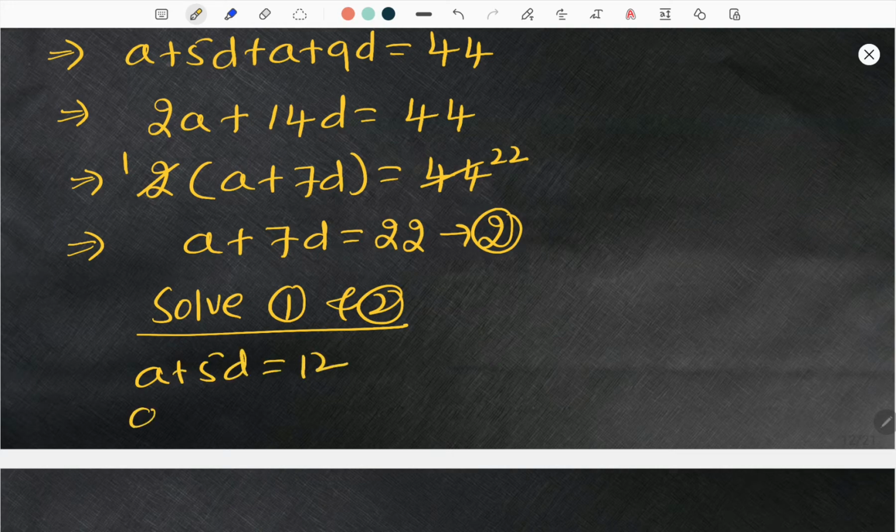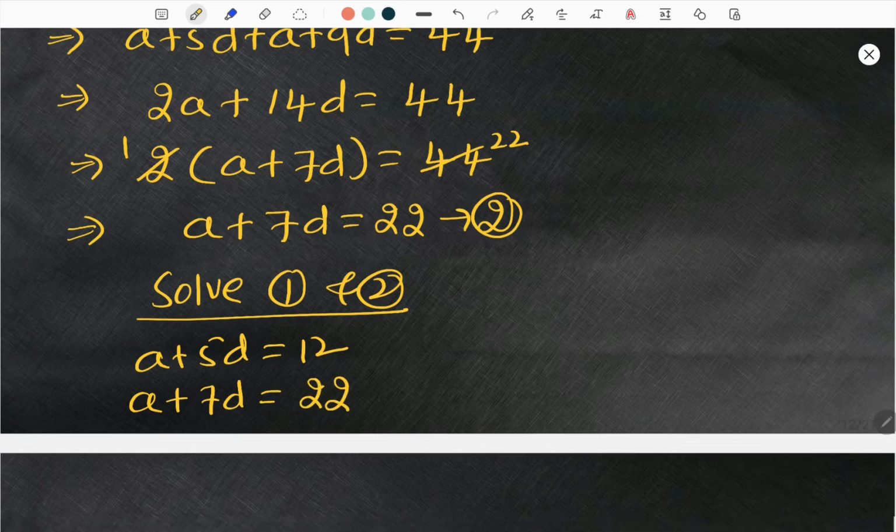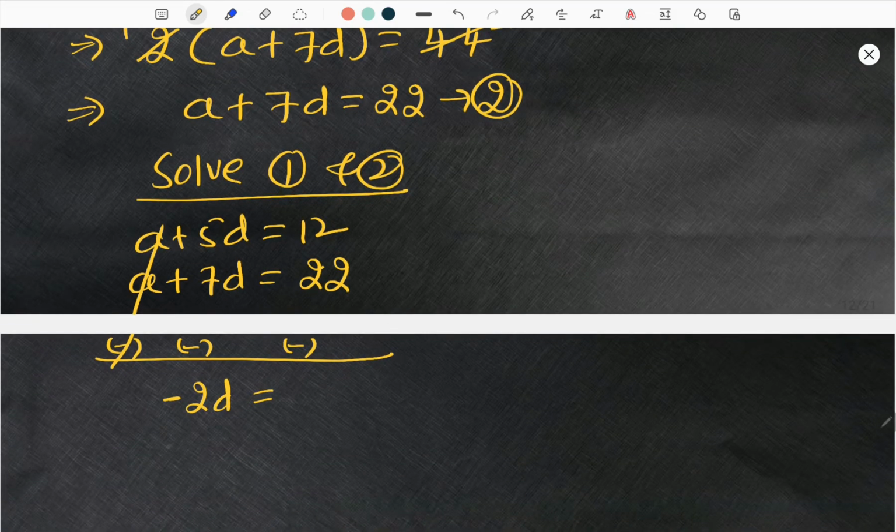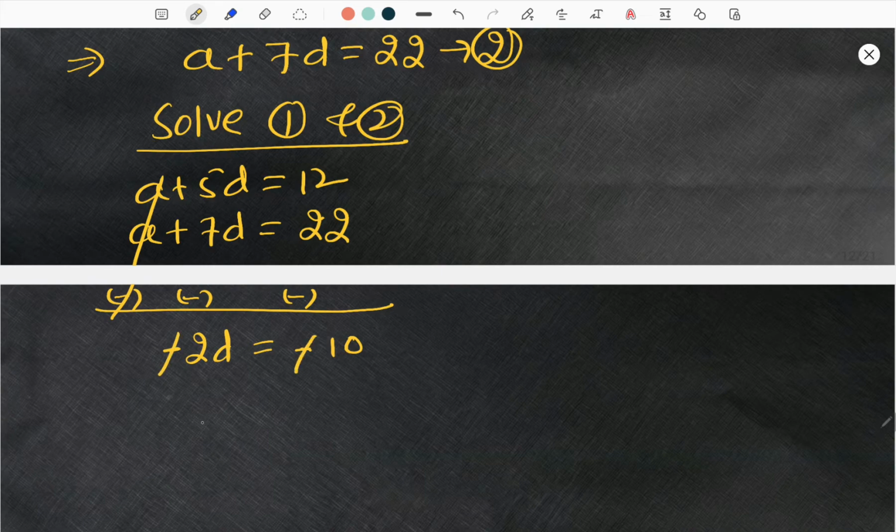And the second equation is a plus 7d is equal to 22. I am going to put this line: a and a are the same, just subtract them, and here also it becomes minus, here also it becomes minus. A and minus a get cancelled, and 5d minus 7d means minus 2d is equal to 12 minus 22. So it is going to be minus 10. 2 minus 2 is 0, 2 minus 1 is 1, so minus will remain there, minus and minus get cancelled.